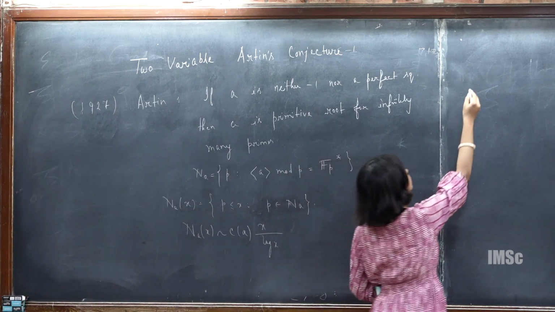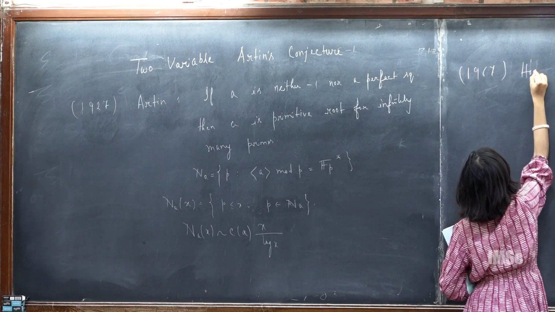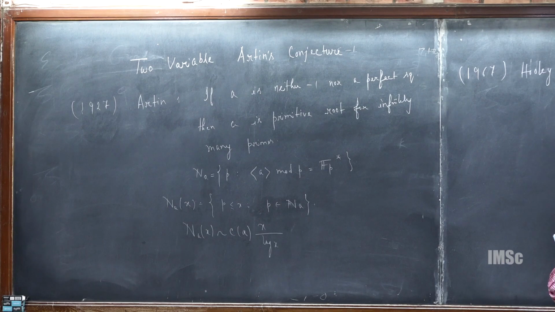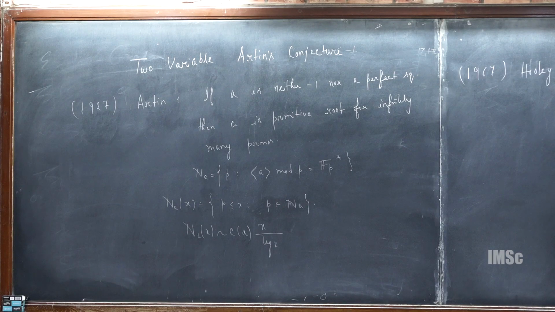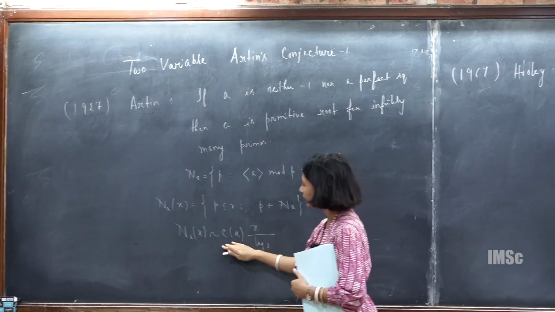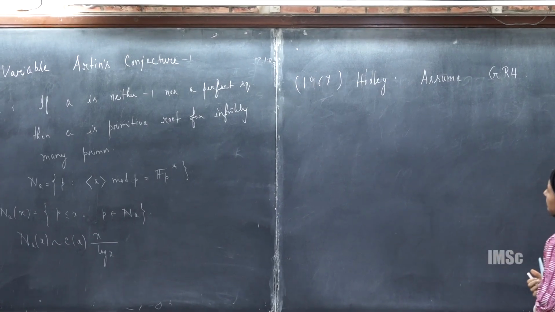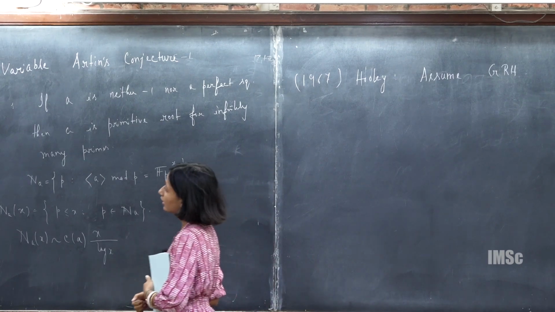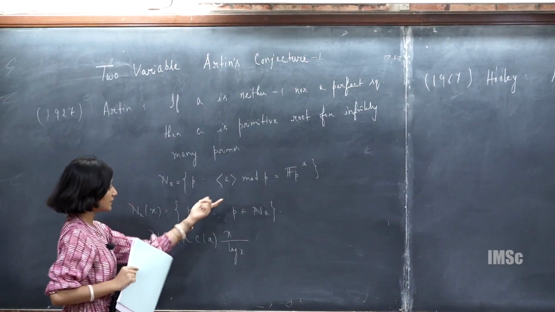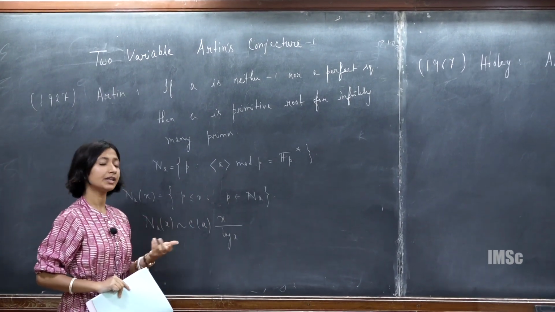In 1967, Hooley made a breakthrough. He proved Artin's conjecture under the assumption of GRH for certain Dedekind zeta functions, with a correction factor added in the asymptotic density, which is suggested by Heilbronn. But no unconditional result was known in this direction. So we wanted to ask that instead of taking only one element, can we take more than one element so that we can say something about that?